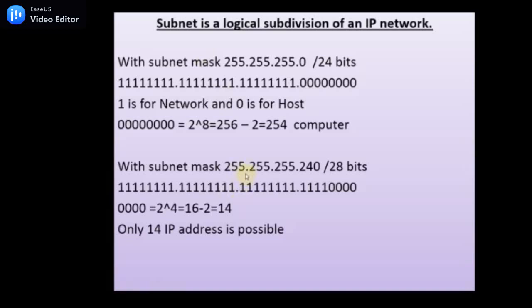Let's calculate. If we increase the number of networks, see here I am talking about 240. Instead of 0, I put 240. That means 8 bits, 8 bits, 8 bits and another 4 bits for the network. Only 4 bits are left for the host. So let's calculate it. 2 to the power 4 is equal to 16, minus 2 is 14. So only 14 IP addresses are possible with this. So friends, try this practical yourself and give me your message in the comments.